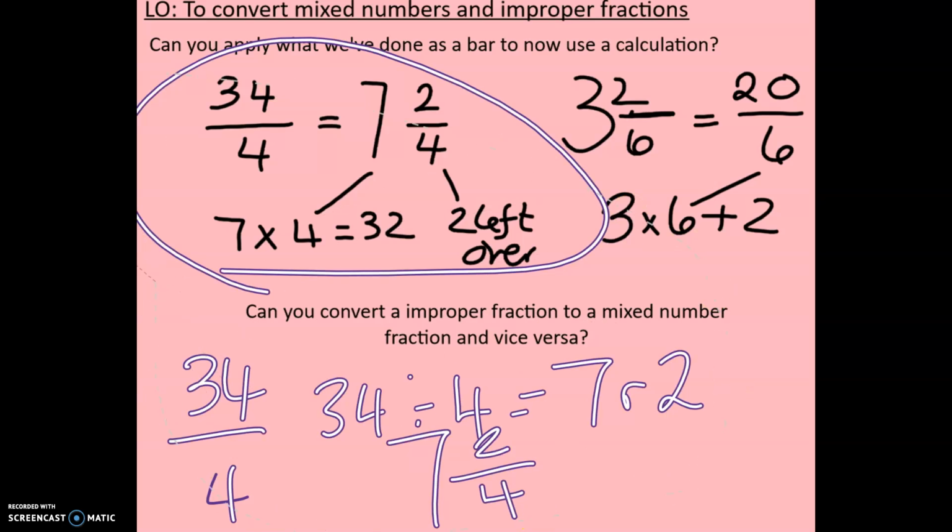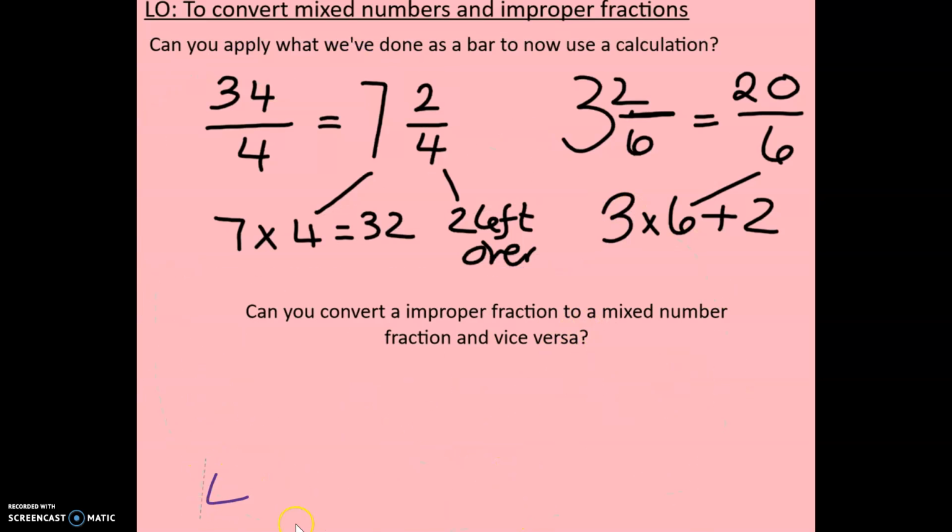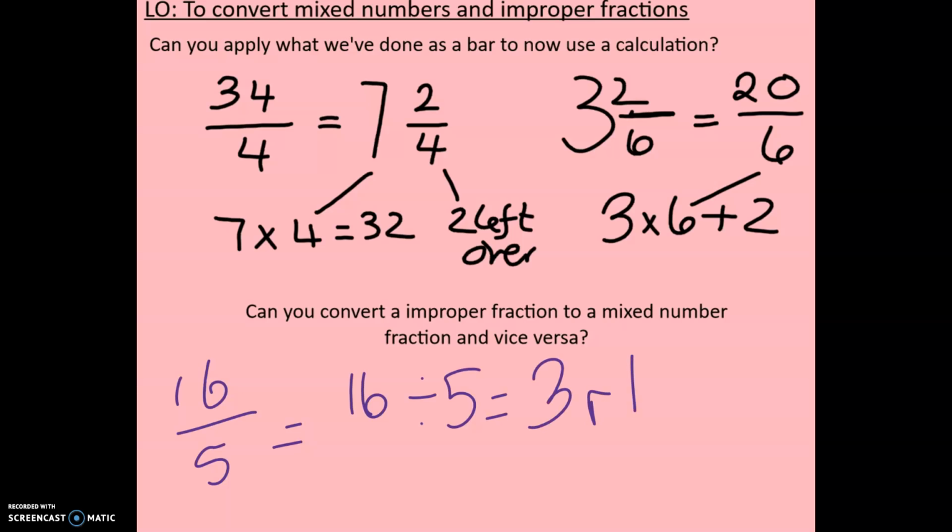Very quickly, let me just get rid of what's on the board. This time, if I had, I've lost my pen, 16 fifths, I would do 16 divided by 5, which I know is going to be 3, remainder 1, which gives me 3 wholes and 1 fifth left over. Rewind it and go over it again if you're not quite sure. We will do some examples together in a second.